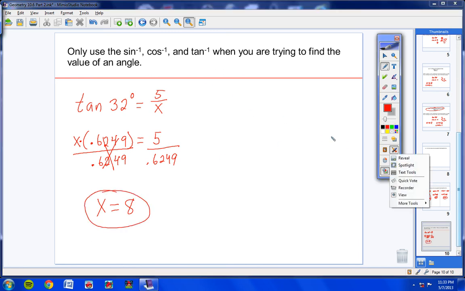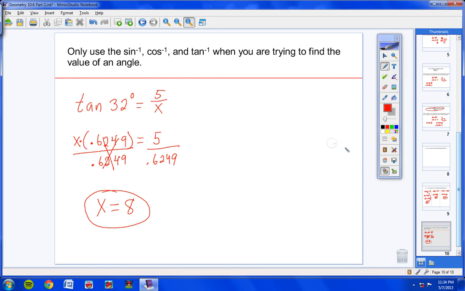I'm trying to throw some problems at you and make you decide whether you're going to use these -1 buttons or whether you're not going to. The only time you use these inverse trig functions is when you're missing an angle.